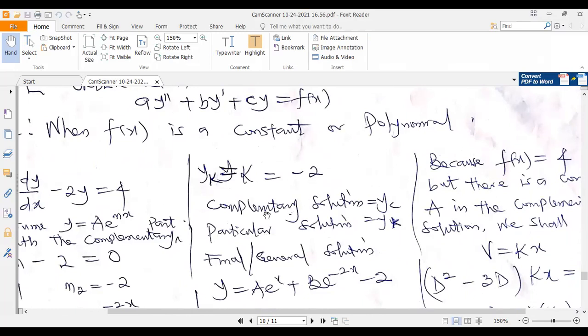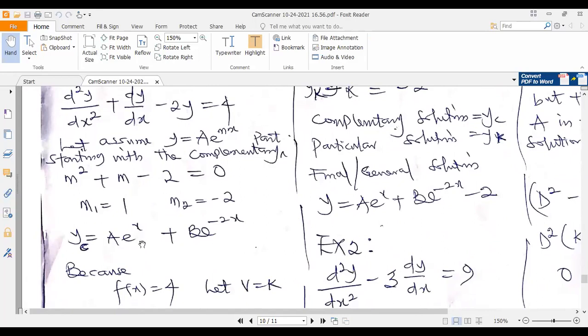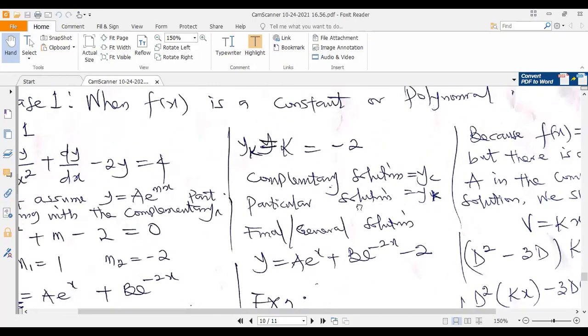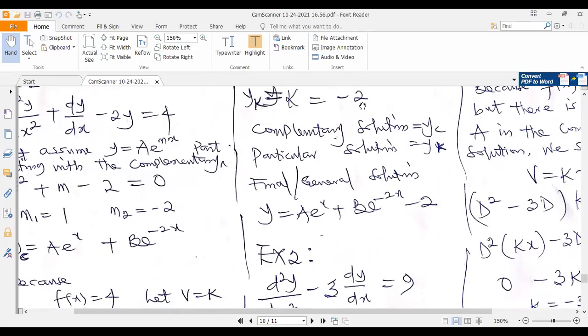Now, in this case, we already have our complementary solution, which is a e to the x plus b e to the minus 2x. Then what is our particular solution? Our particular solution is minus 2. Then what is the general solution? The general solution is the addition of the complementary solution and the particular solution. So this is the final solution. This is how to solve a non-homogeneous equation if the non-homogeneous part is a constant.